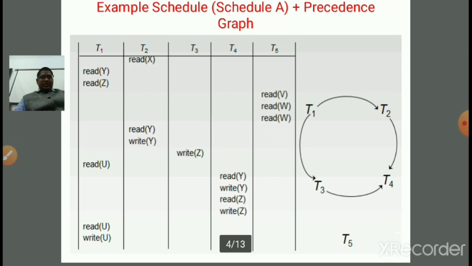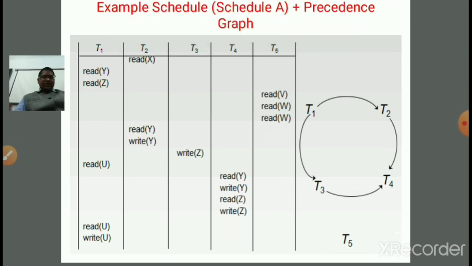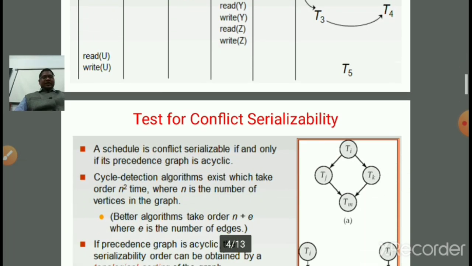So if you see, some conflict arises between T1 and T2. That's why there is an arrow from T1 to T2, right? Similarly there is an arrow from T2 to T4, an arrow from T3 to T4, and an arrow from T1 to T3. So various conflicts arise in this particular schedule and the corresponding graph depicts all these conflicts, right?